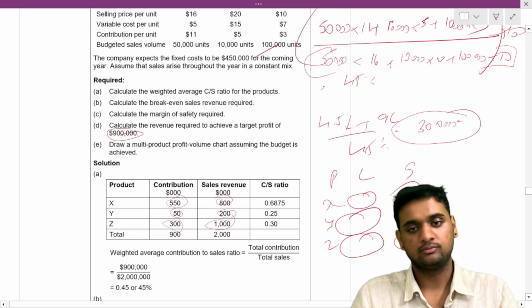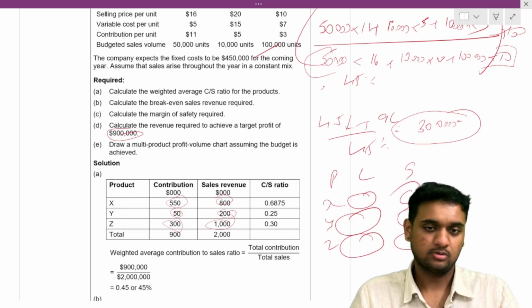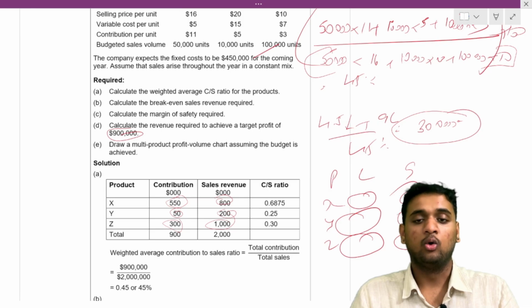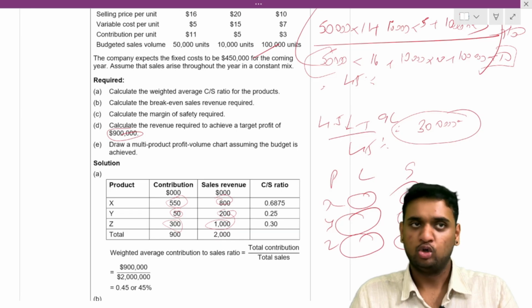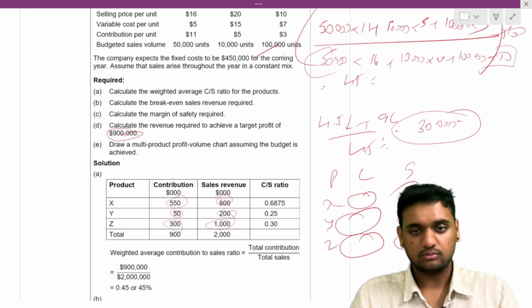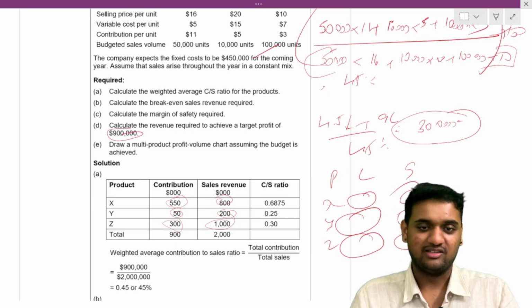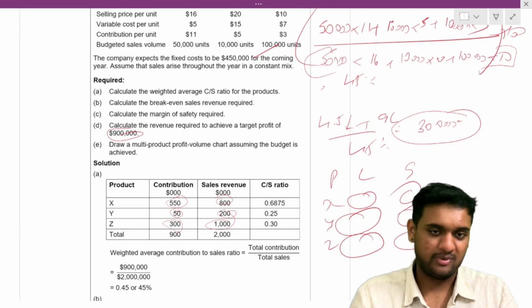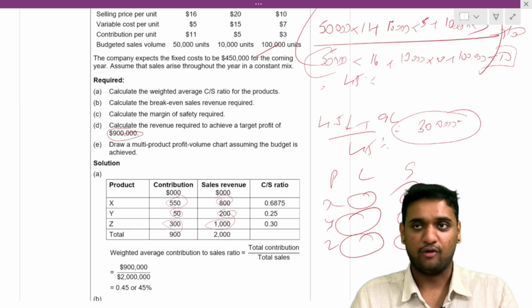Complete the table. Now, what is the first column? Product. Second column, total contribution. Third column, total sales. Now, fourth column, write CS ratio. That is nothing but they have found out the CS ratio of X, Y and Z separately. Contribution by sales into 100, do for all three products. Find out the contribution CS ratio of all three products.